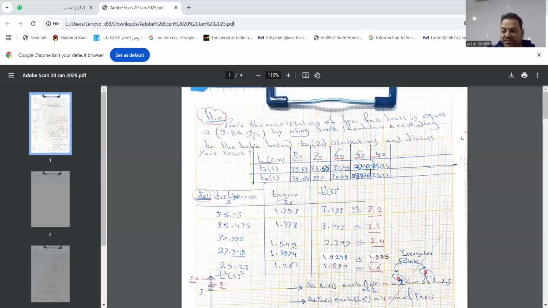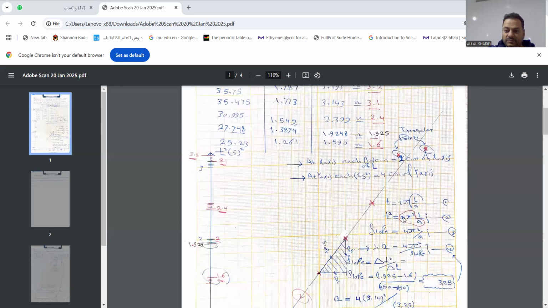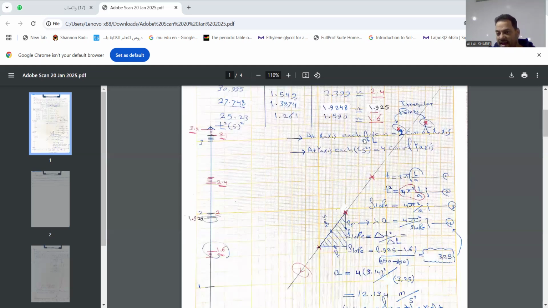These numbers are difficult. You can't plot numbers like this correctly. By that, let's use rounded numbers to be simple numbers to control them correctly. Here, at the x-axis, each 20 centimeters of string length equals 1 centimeter of x-axis, and at the y-axis, each 1 second square equals 4 centimeters of y-axis.